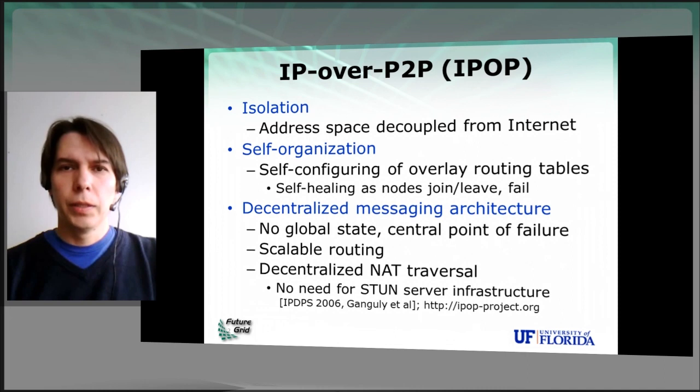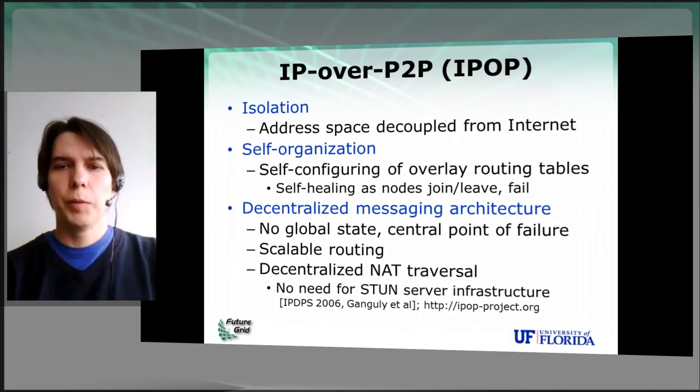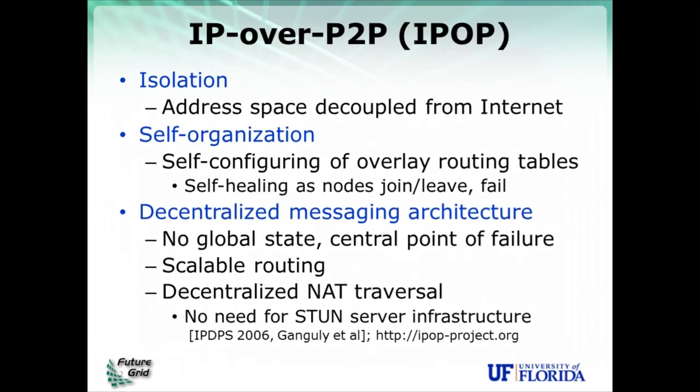In the last unit we looked at some examples of intercloud virtual networks, and IPOP is one example of such a virtual network. The main goals driving design decisions in IPOP have been isolation, providing an address space that is decoupled from the internet, the same way that ViNe does. What differentiates IPOP from other systems is self-organization and the peer-to-peer architecture.